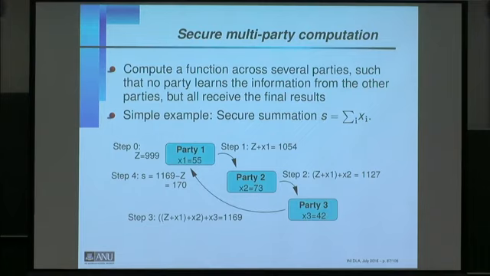Each hospital has a sensitive number of patients with a certain disease. We want to find out what's the total number of patients across these three hospitals. The idea here is that we basically want to calculate the summation.